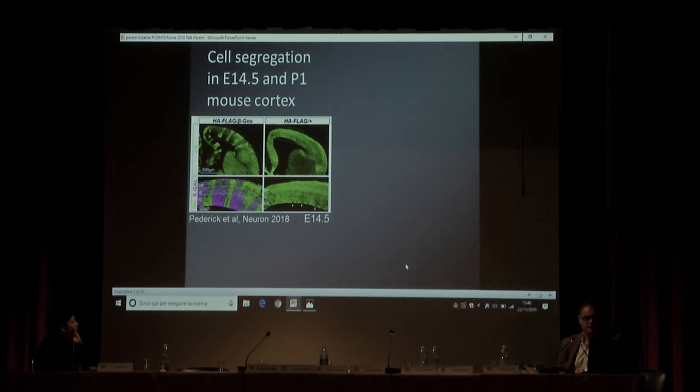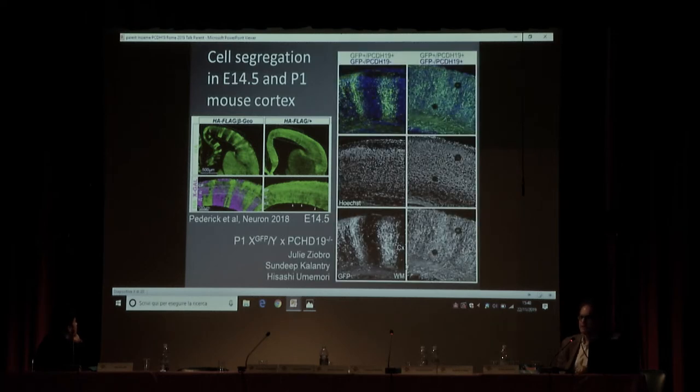We used a similar strategy recently, and this consists of having a GFP label on the X chromosome and crossing a male with the GFP on the X chromosome with PCDH19 knockout mice, so that you have a wild-type chromosome that's labeled with GFP and a knockout that's unlabeled. And you can see here there's a segregation where you have the wild-type cells in green that don't mix with the knockout cells that just show the nuclear label.